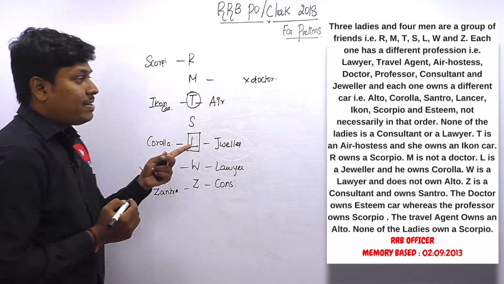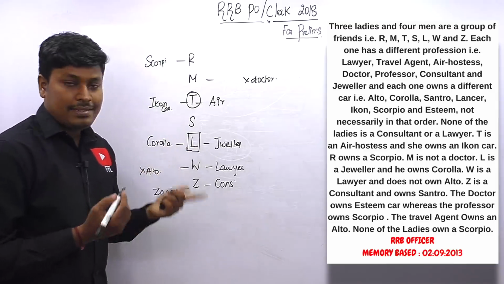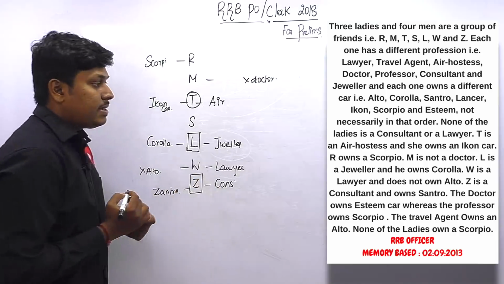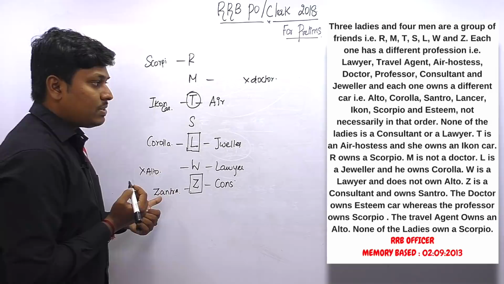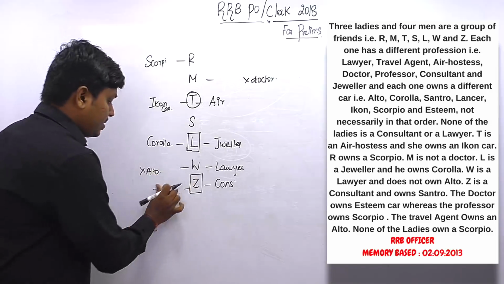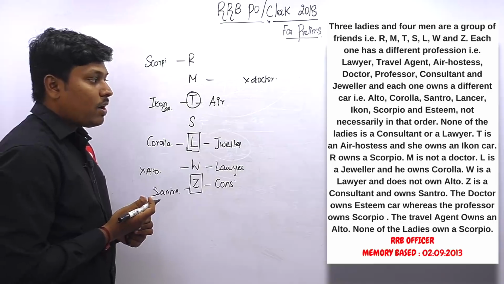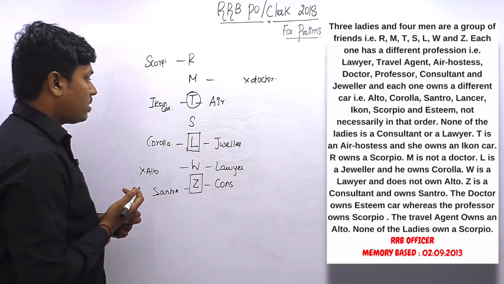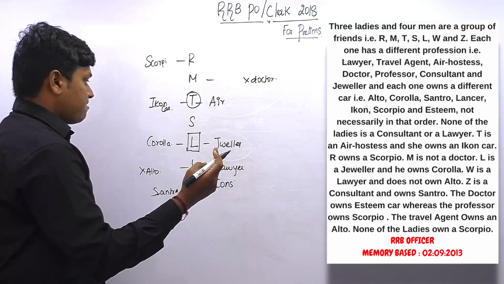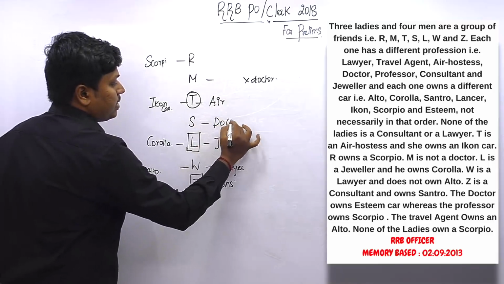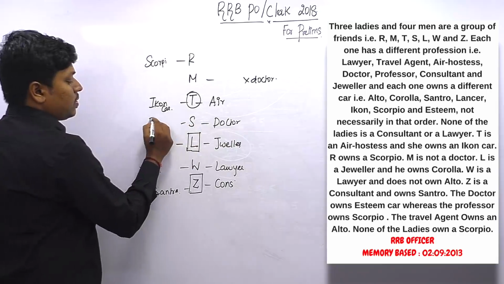In the first point itself, they have clearly told that none of the ladies is a consultant. So we can definitely say that Z will be a male person, who owns a Sandro car and is a consultant. The doctor owns Esteem car. And we know that M is not a doctor, so only one is possible: this person should be the doctor and own the Esteem car.